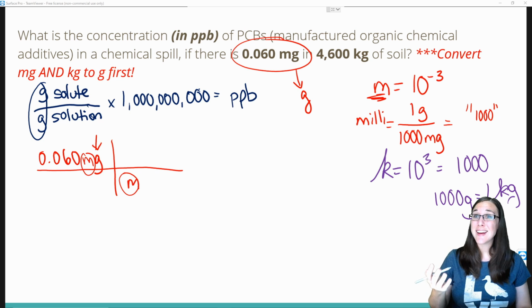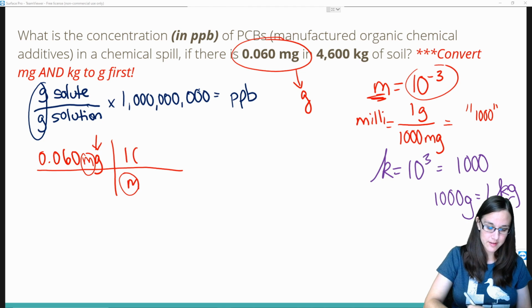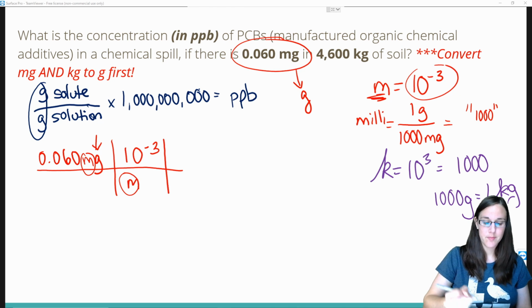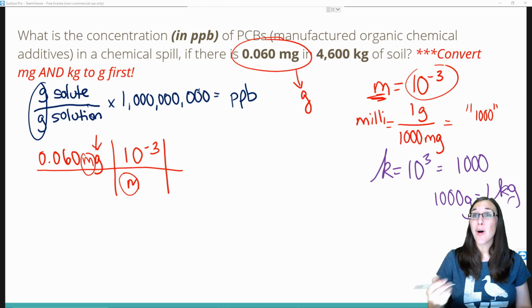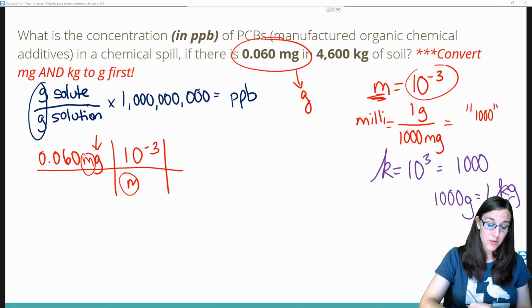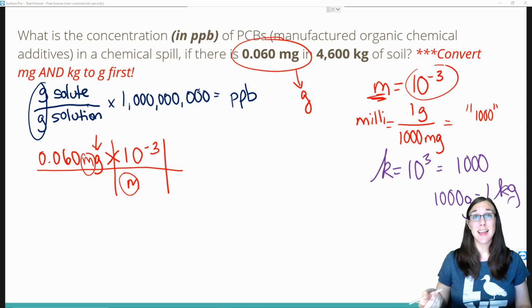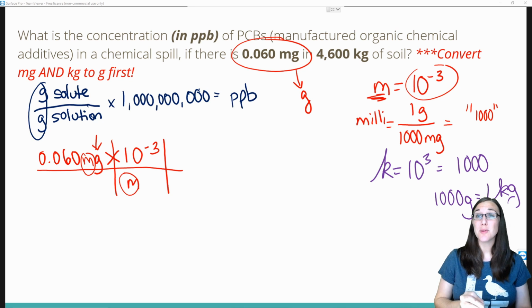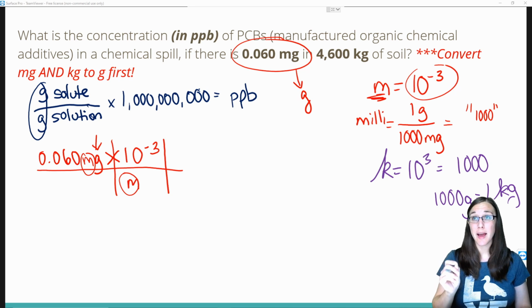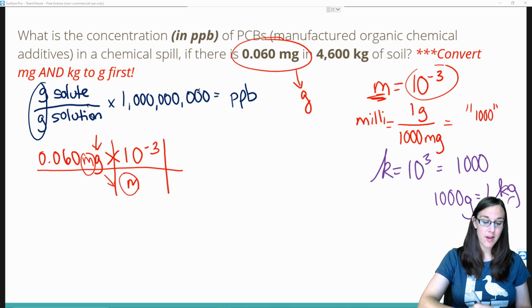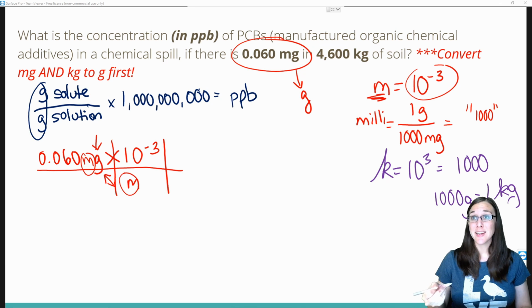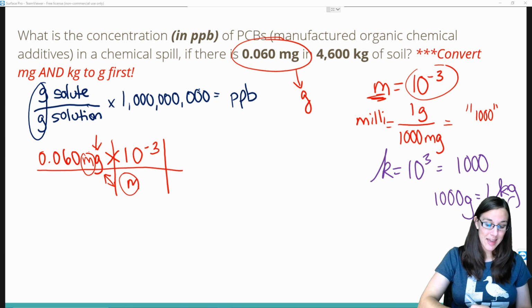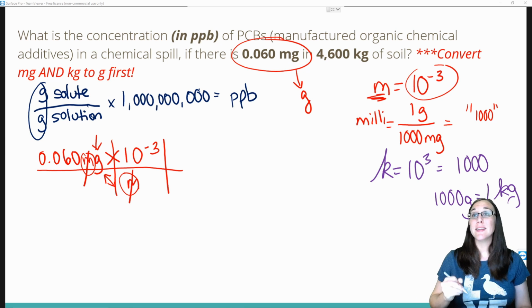So the thing I need to remember is what goes on top. Milli is represented by 10 to the negative 3. Now all I would have to do is multiply these two numbers. Just like any math equation, when there's two numbers next to each other, you multiply. If there's a number on top of another number, we divide. That's the reason why the milli can cancel, but the 10 to the negative 3 would multiply.